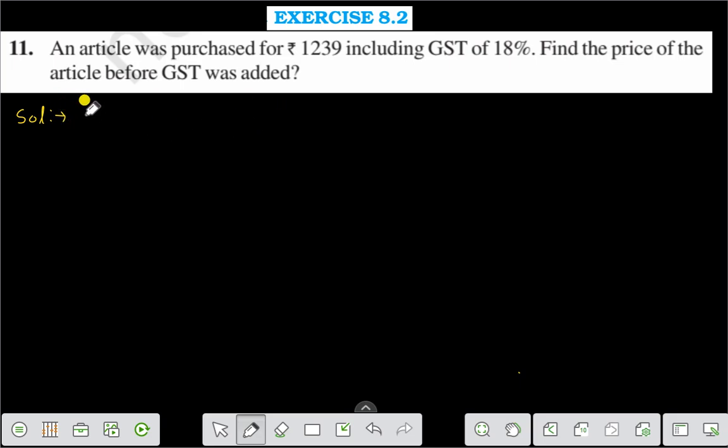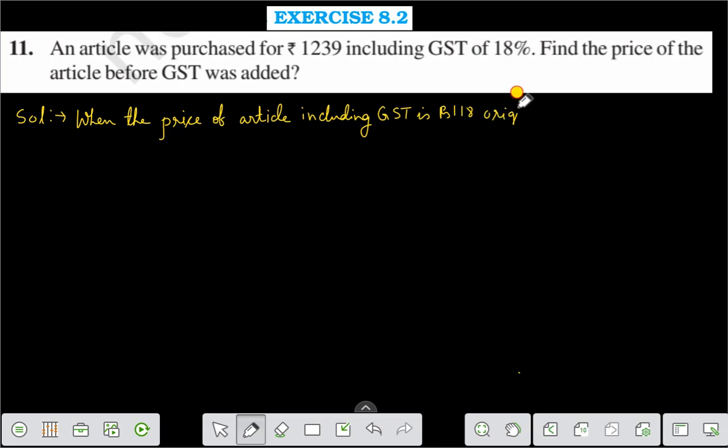That means when the price of the article including GST is rupees 118, the original price is rupees 100.